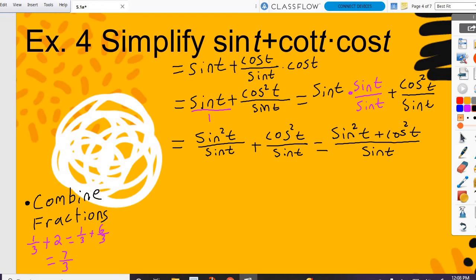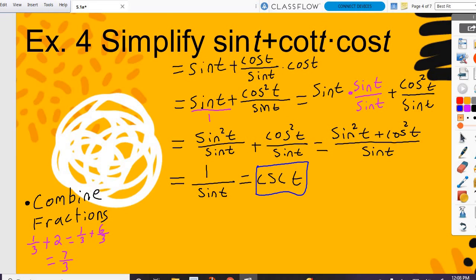Now, we said that we had a squared earlier. So what did we say that there's probably going to be a good likelihood that we use? The Pythagorean identity. So what is sine squared plus cosine squared using our Pythagorean identity? It's just 1. Wow. And then, what is 1 divided by sine of t? Cosecant of t. So that would be my final answer.